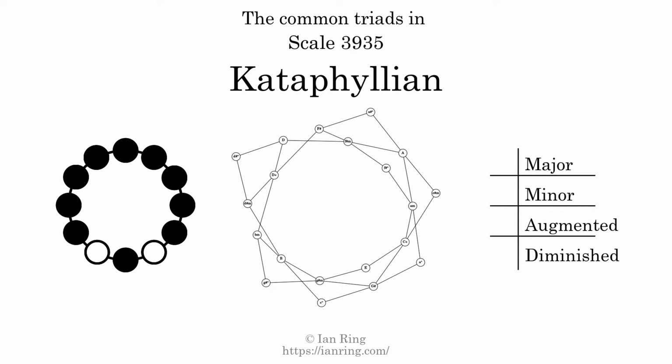The diagram in the center is a graph of parsimonious voice leading between triads. There are 6 major triads. There are 6 minor triads. There are 2 augmented triads. There are 6 diminished triads. Here is a Hamiltonian path of parsimonious voice leading that uses all the triads.